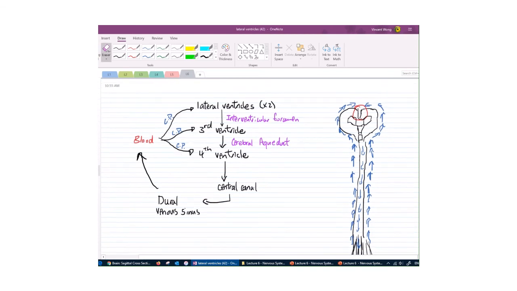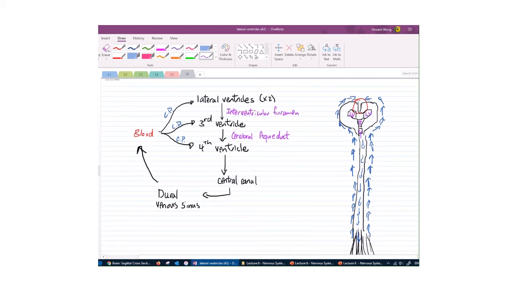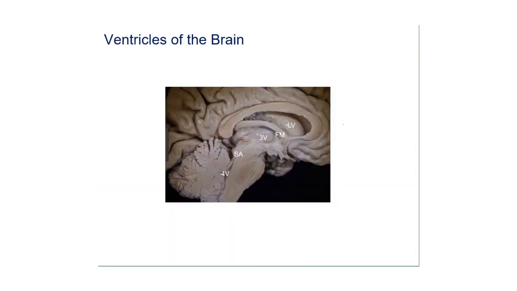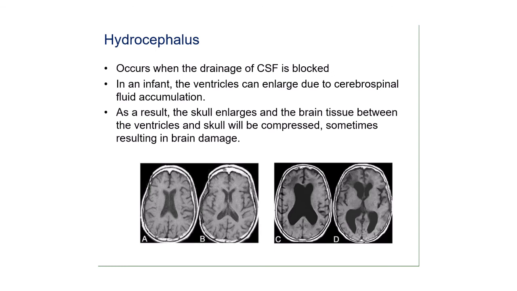All right, so this is basically a simplified version of the circulation of CSF. Just to be clear, these are the lateral ventricles. This is the third and the fourth. So what happens if there is a blockage in this path? If the flow of CSF is interrupted, then you are going to have a buildup of CSF, and that could lead to a condition called hydrocephalus.